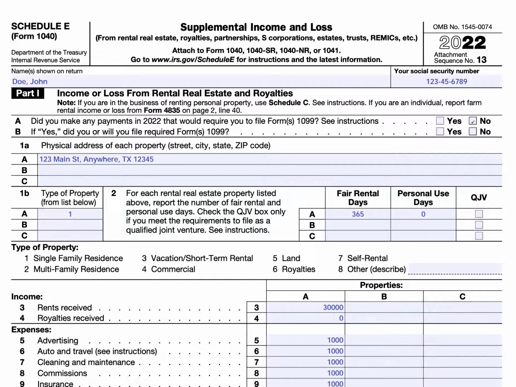This includes rental real estate income, royalty income, partnerships, S corporations, estates, trusts, and REMICs, which are technically real estate mortgage investment conduits. The other common theme to these is that for most taxpayers, a lot of these are considered to be passive activities. So they are subject to certain rules when it comes to loss deductions.